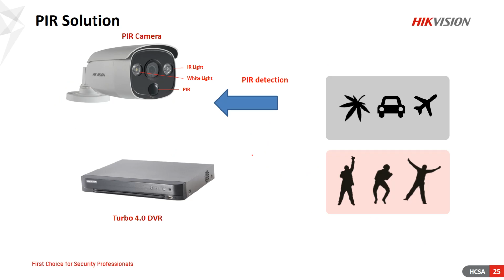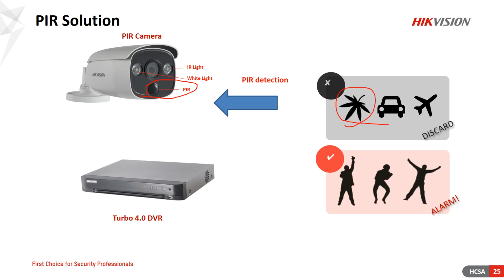And this is another solution we call the PIR solution. Especially for the PIR camera, because it has the PIR sensor. The PIR means passive infrared. So it's going to detect if there's a big change of infrared radiation, especially when someone passes by, because a man has a lot of radiation, so PIR can sense it and is going to trigger the alarm.